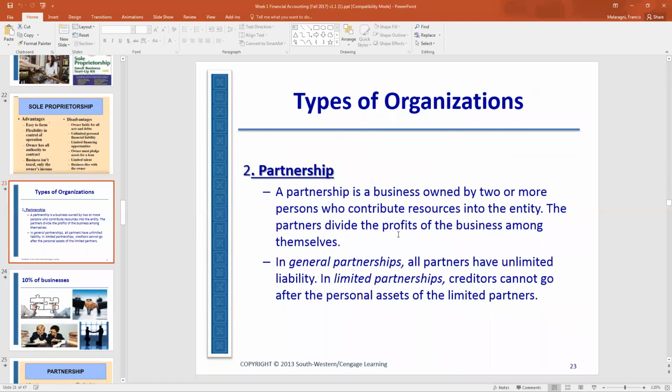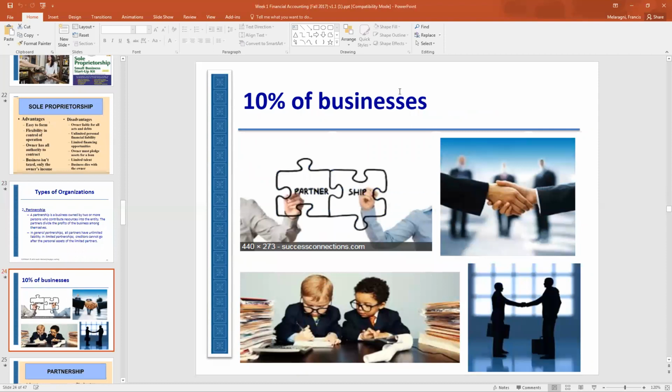So the next type is a partnership. And really the only difference between a partnership and a sole proprietorship is that it involves more than one person. So again, unlimited liability, again, relatively easy to start up, but oftentimes you don't need to file legal paperwork. So when we look at types of businesses, about 10% of businesses in the United States are partnerships.